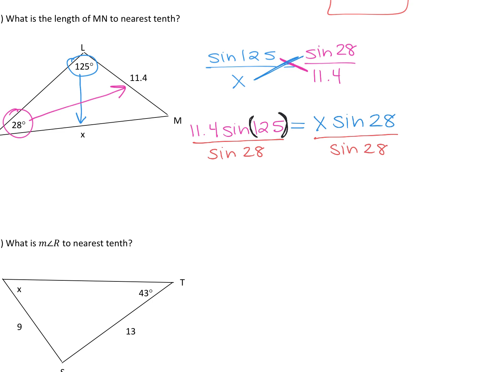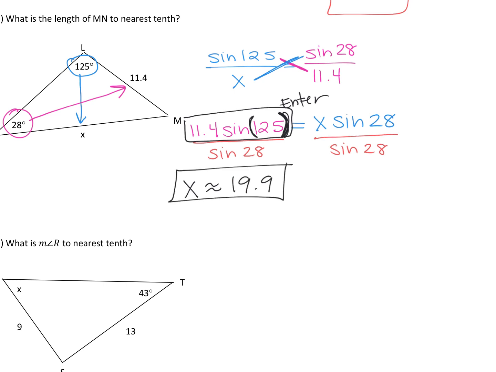Your other option, if you don't want to finish off that parenthesis, is to hit enter right here, okay? Here's what I would do. I would do 11.4 sine 125 parenthesis. So it should look exactly like this right now. Then hit your divided by key and then sine 28. What did you get? 19.8911, right? So we would say x is approximately, we'll go nearest tenth, 19.9. Did anyone not get 19.9 and not know why?